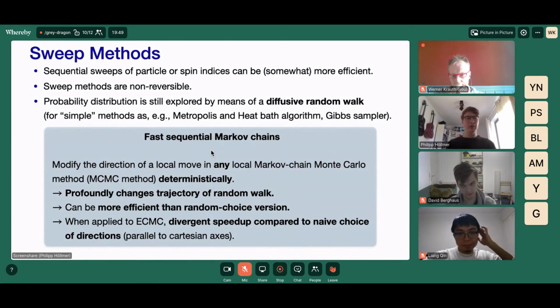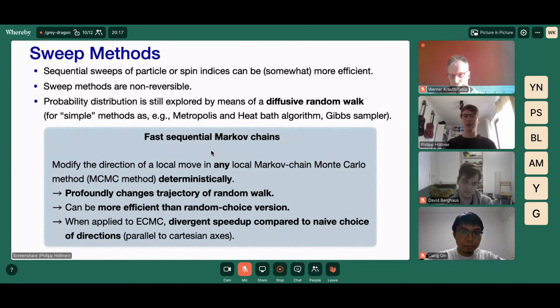What I will show in the following is that this idea profoundly changes the trajectory of the random walk, so it's highly not diffusive anymore. Also, this idea can be more efficient than the random choice version, where I choose the direction randomly. And in particular, we can obtain a divergent speedup compared to a naive sequential choice of the directions that are only parallel to the Cartesian axis.